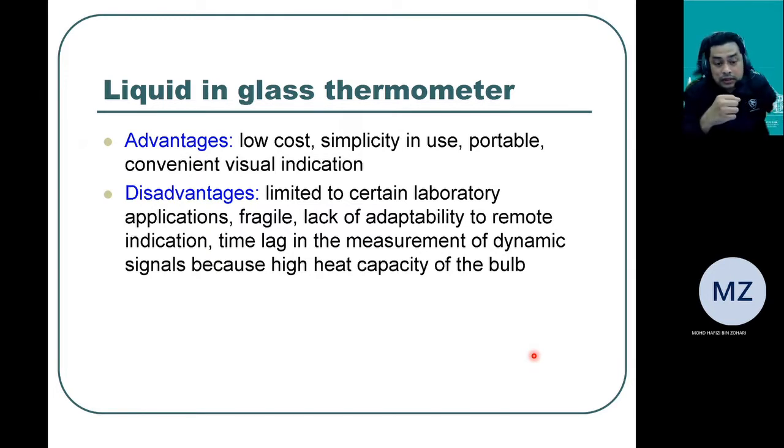The problem with this method is that it is limited to certain laboratories only, and because we fill it in a glass container, it will easily break. If it breaks, mercury is very dangerous. It's not safe for children. Basically, if it breaks, then we need to have hazard control.